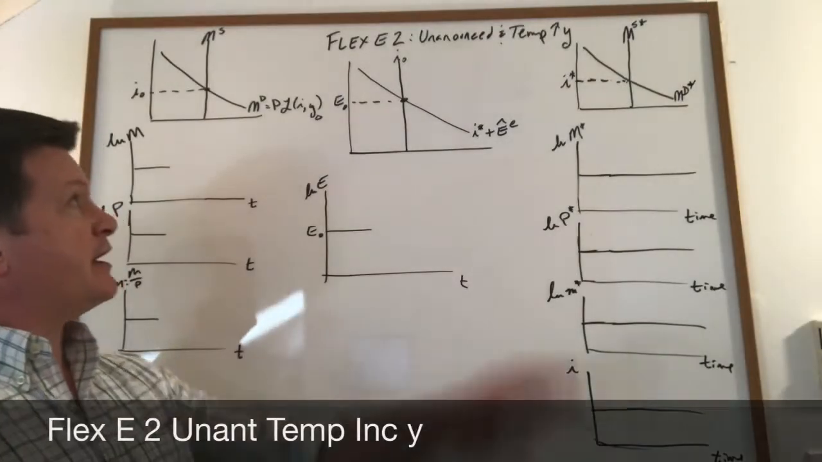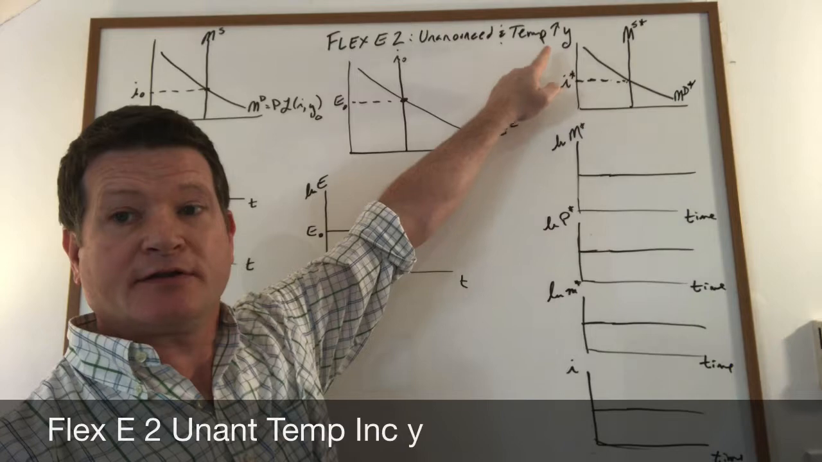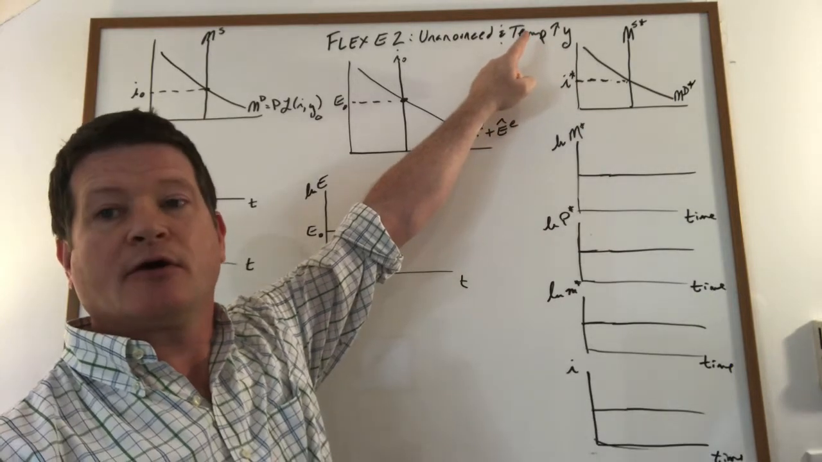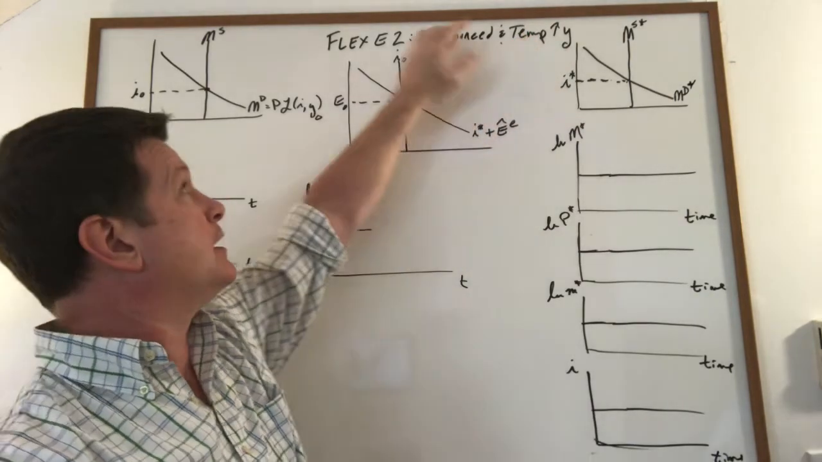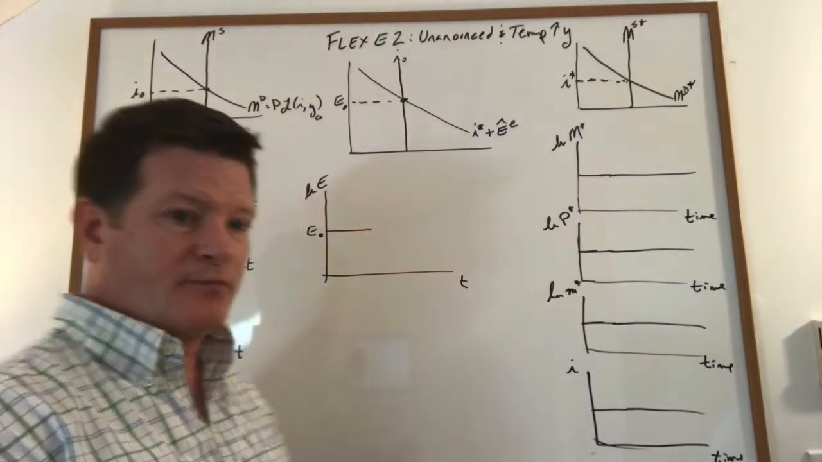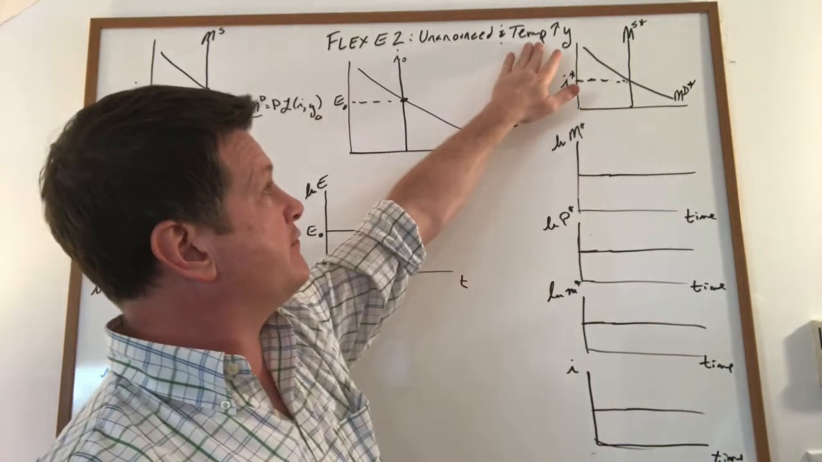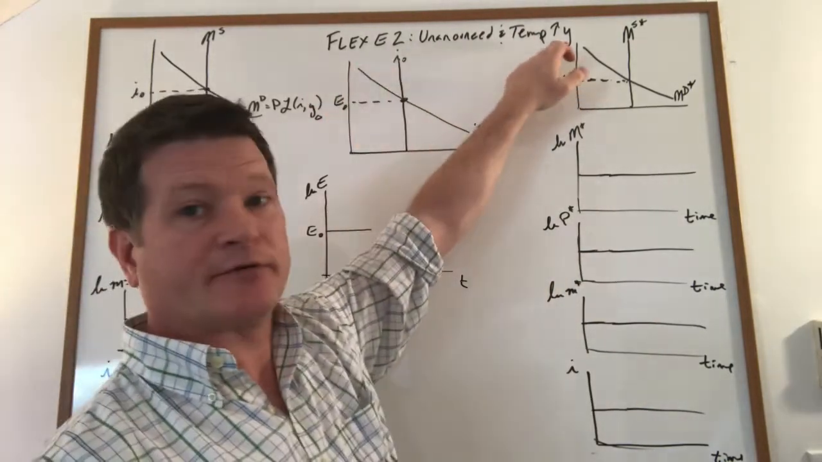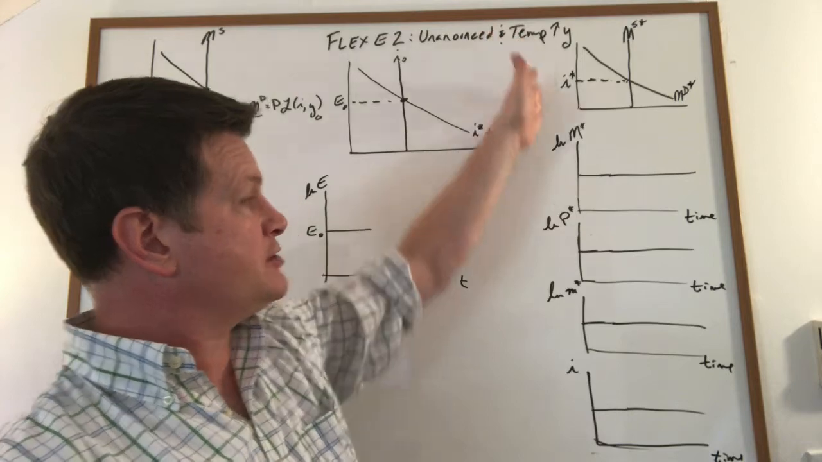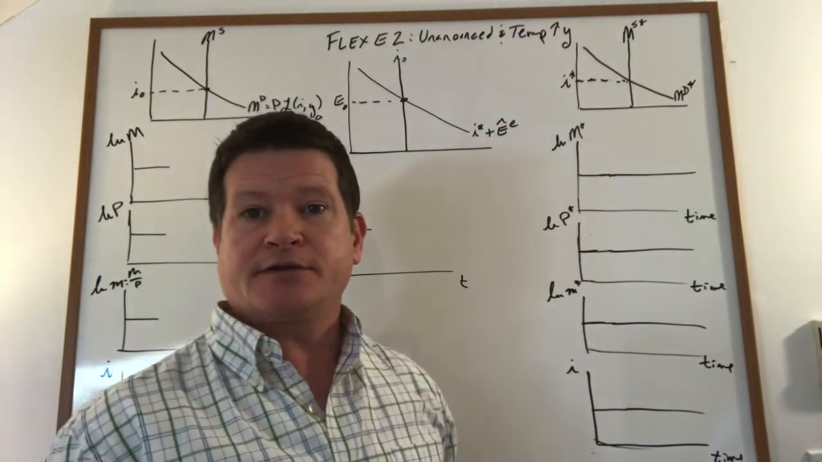We now consider the case of an unannounced and temporary increase in domestic real GDP or domestic real income. This is again under a flexible exchange rate. It's the second video we're looking at. Now, once again, all of this is domestic real GDP. It has no effect on the foreign market, so I'm just going to leave that unchanged.